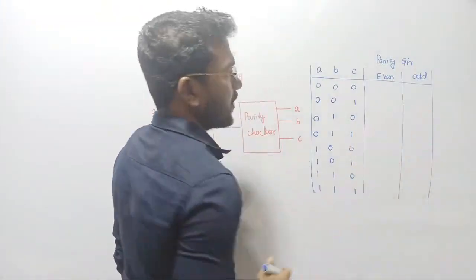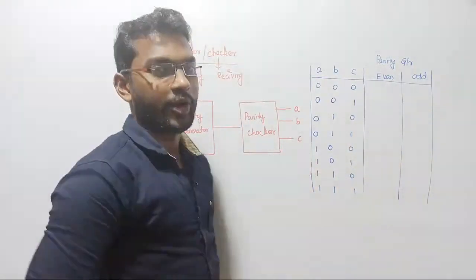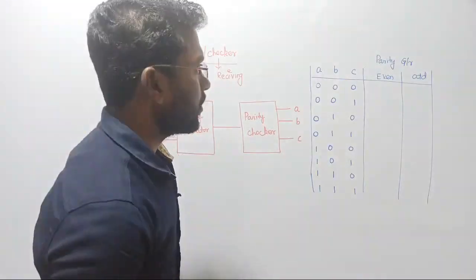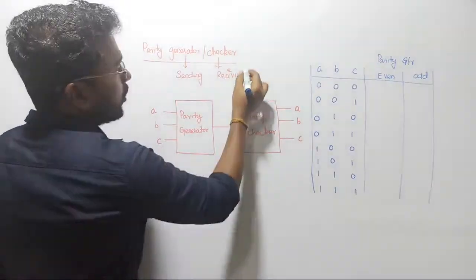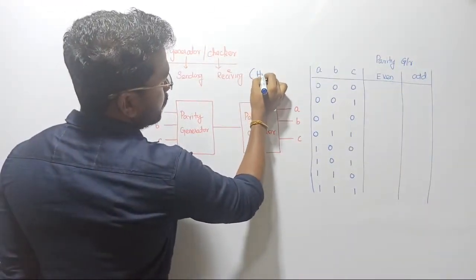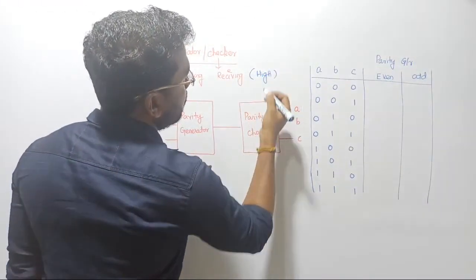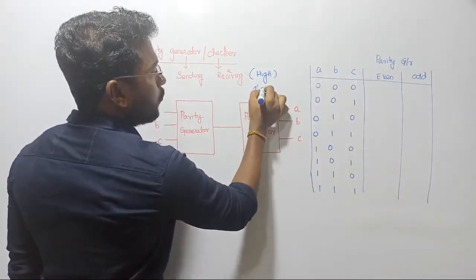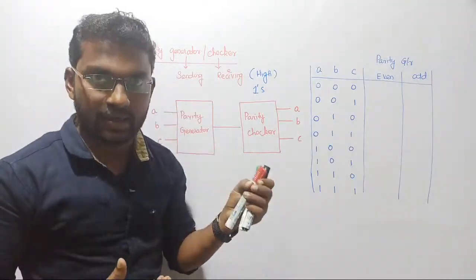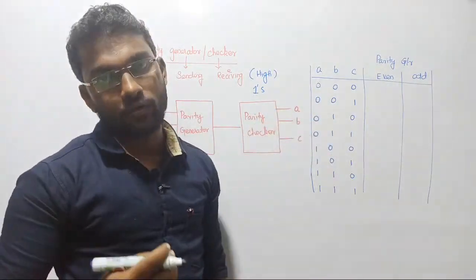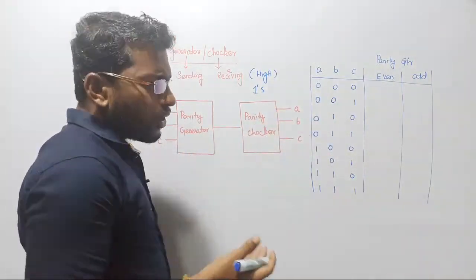Now, even parity checker, odd parity checker. Actually, what are they going to do, guys, listen. First of all, always while talking about parity checkers, one thing you all have to keep in mind: we are going with the number of ones. Whenever we are talking about parity generator and checker, we are going with the number of ones. What do I mean by number of ones?